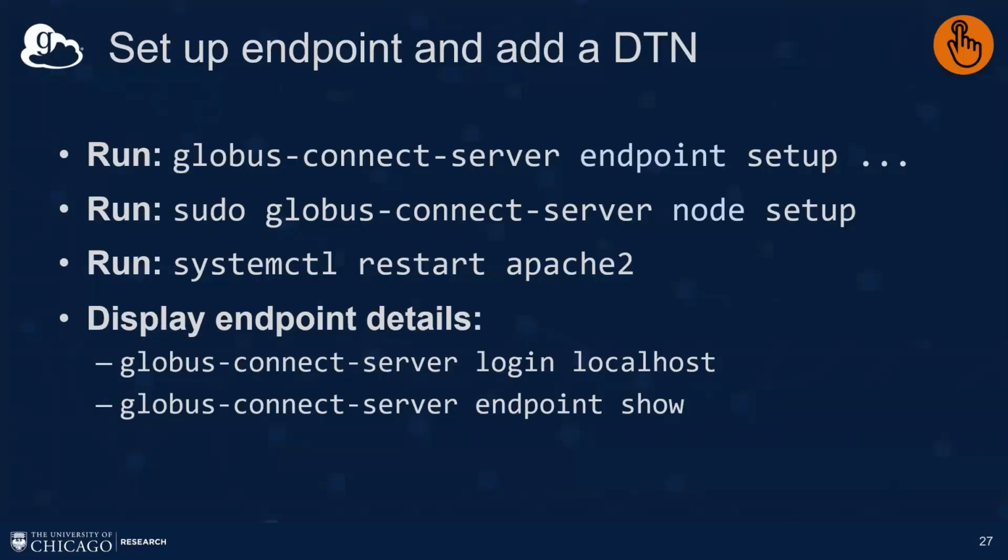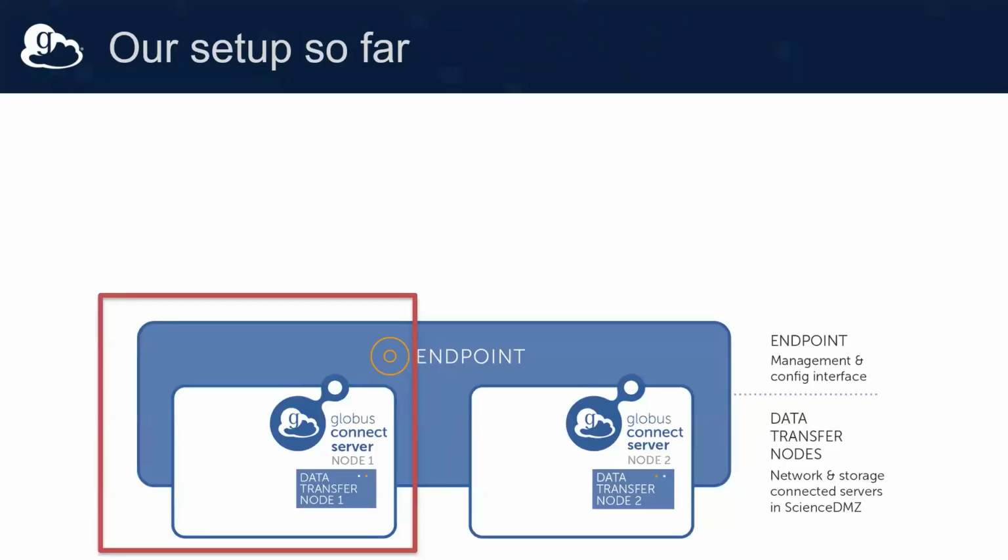By the way, when Globus Connect Server installs, it has tab completion, but even with tab completion, nobody wants to type long commands. So there is a GCS alias, symlink. So you can type GCS login localhost or Globus Connect Server login localhost. So that's it. We've generated the endpoint. We added one node to it. That's where we are.